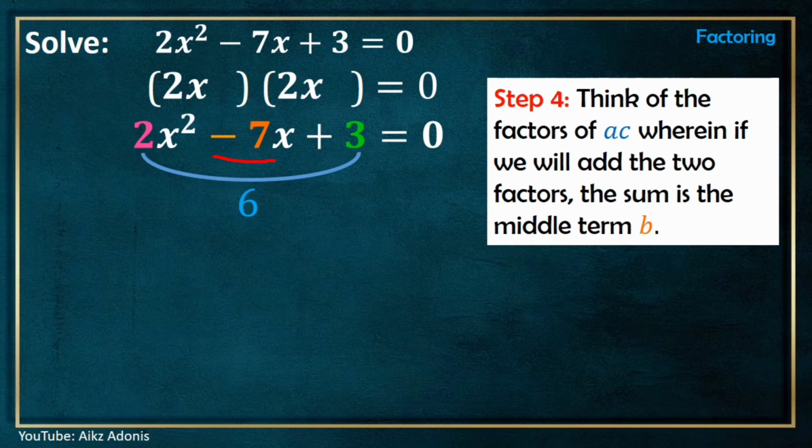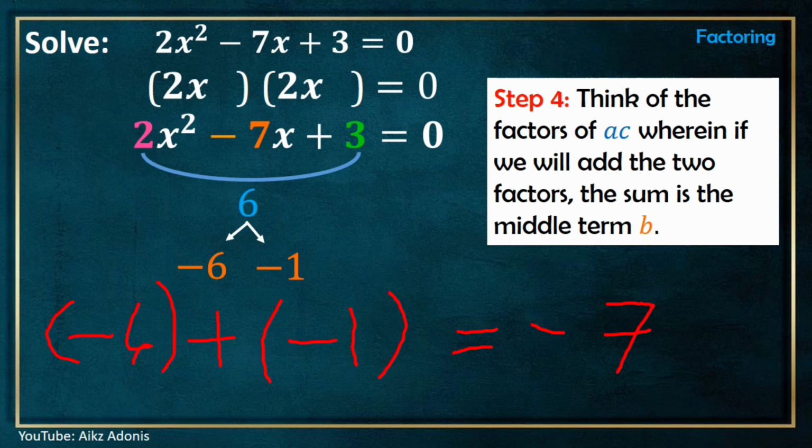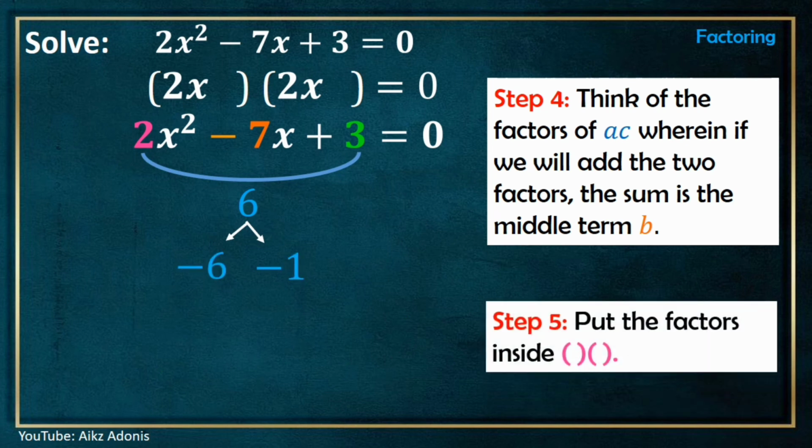So, ano yung dalawang factor ng 6 na kapag inadd ay negative 7? Mahusay! Ang factors ng 6 ay negative 6 at negative 1. So, i-check natin kung tama nga ang dalawang factors na ito. So, is negative 6 plus negative 1 equal to negative 7? Yes, it is. And next step, step 5, put the factors inside the two parentheses.